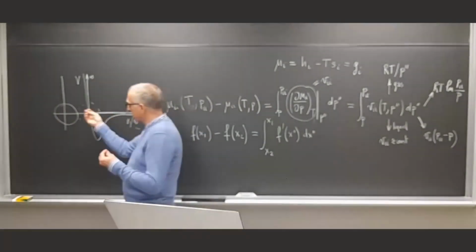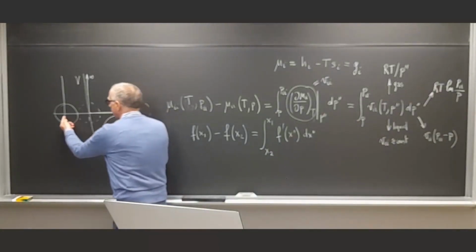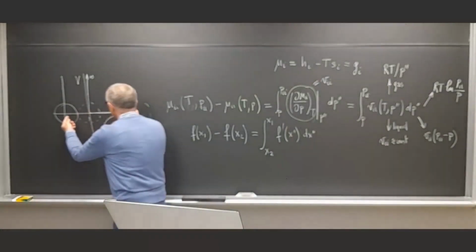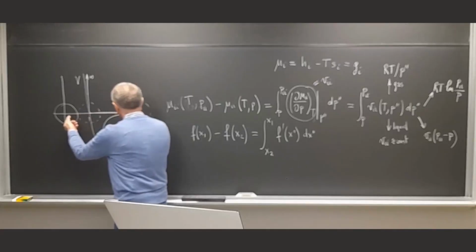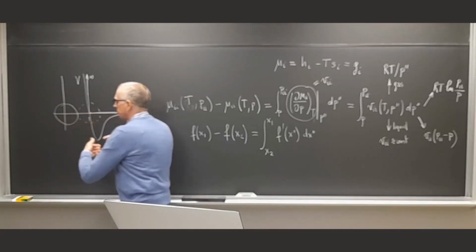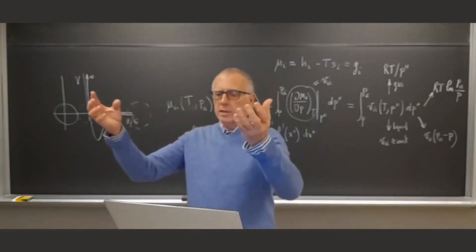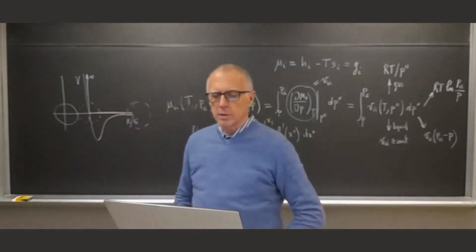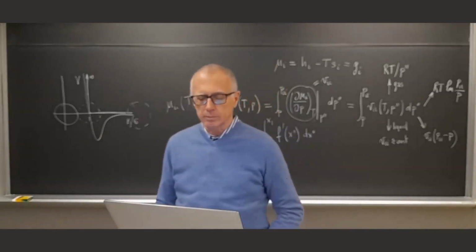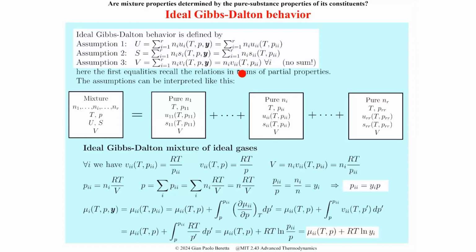But the time that the collision lasts is very short with respect to the rest of the time that the particle moves freely in space before encountering the other molecule for the next collision. Okay, so that's the ideal Gibbs-Dalton behavior. And if we apply it now, we haven't assumed yet ideal gas.